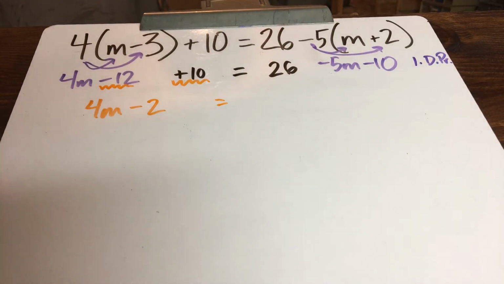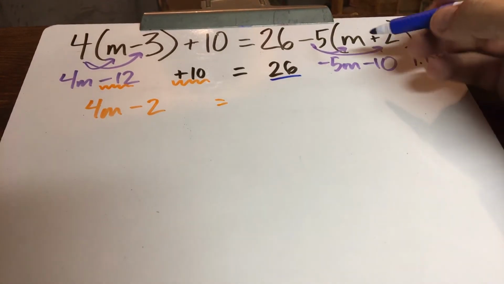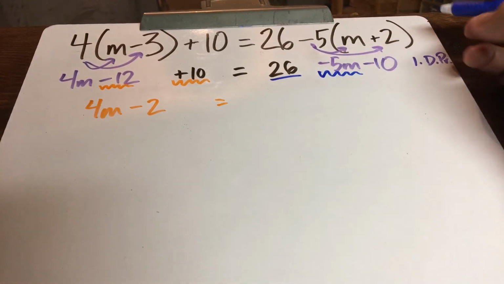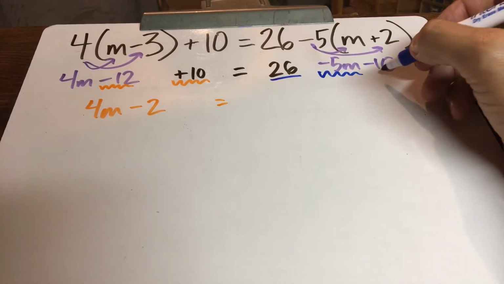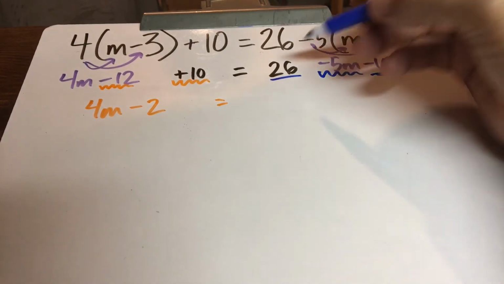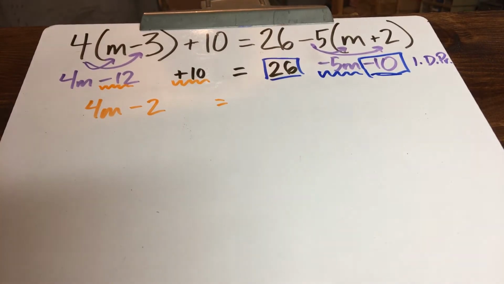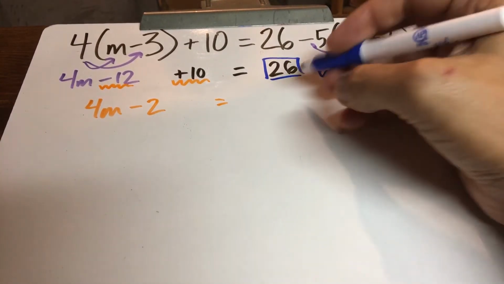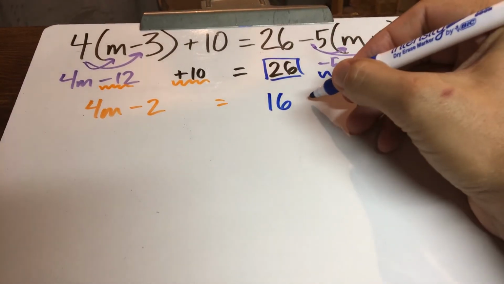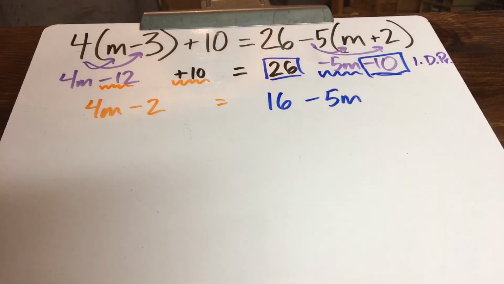On the other side, if I take a different color, let me grab blue, you've got a regular number, 26. You've got a negative 5m, one that has an m on it, and you've got another regular number, minus 10. So this and this minus 10, those are regular numbers, constants. I can do 26 minus 10. That's 16. And then I'm just going to put the minus 5m. And I really hope this works. I may have messed this one up. No, it's not. It's going to be okay.